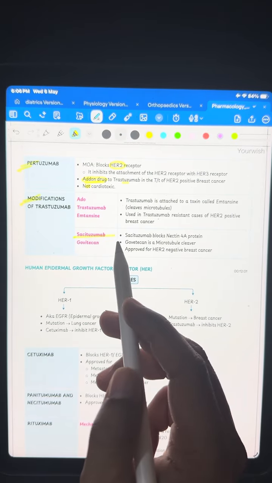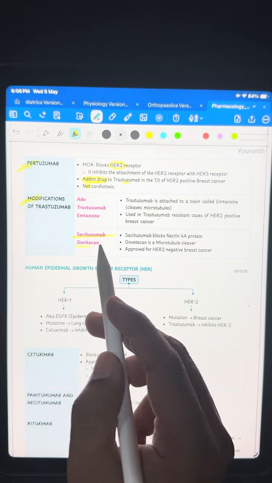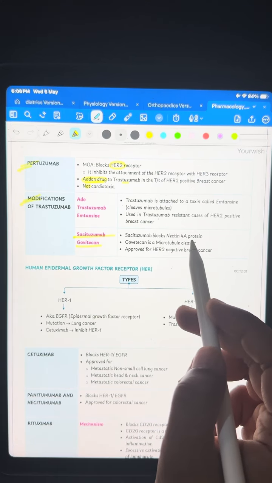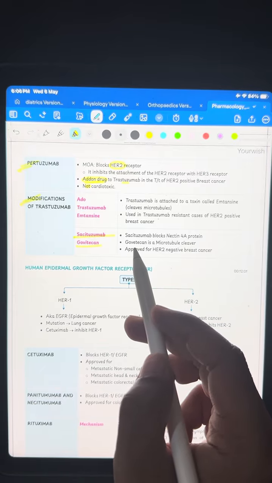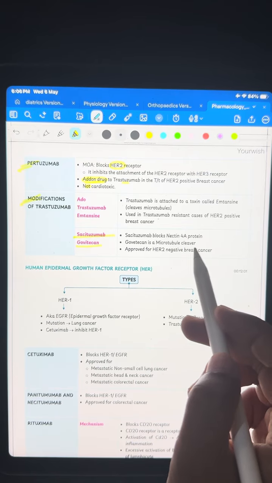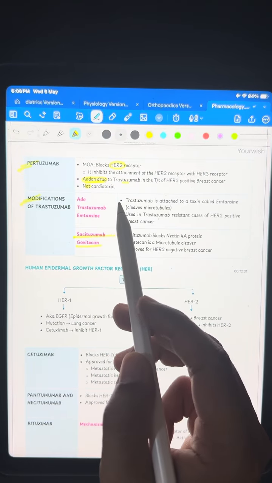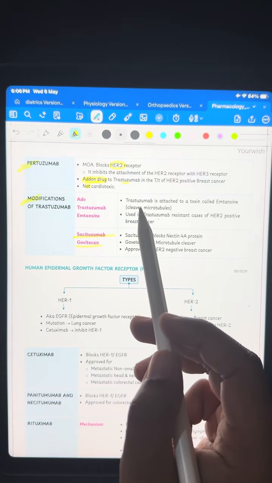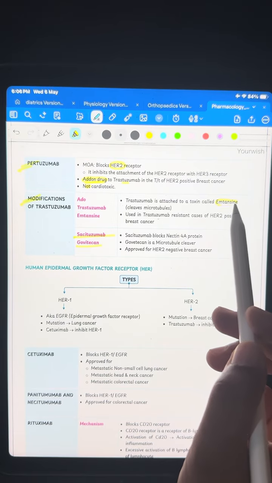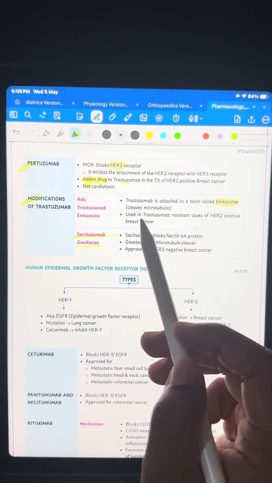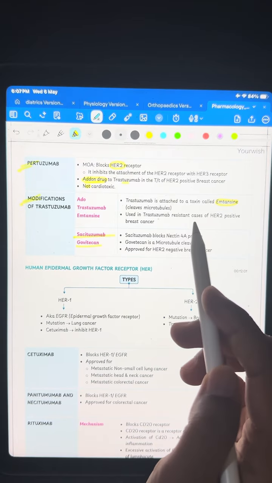This is sacituzumab and this is govitecan. Sacituzumab blocks nectin-4A protein. Govitecan is a microtubule cleaver approved for HER2 negative breast cancer. These are modified trastuzumab. What is this? This is emtansine, which cleaves microtubules. It is also used when trastuzumab is resistant, meaning in the resistant case.